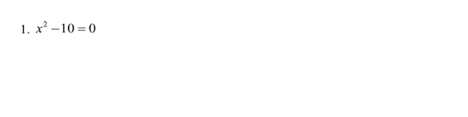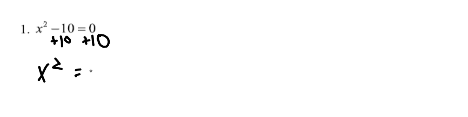Okay, so let's solve this one. This one, we have x squared minus 10 equals 0. So what we are going to do first, we're going to add 10 to each side. And we get x squared equals 10.